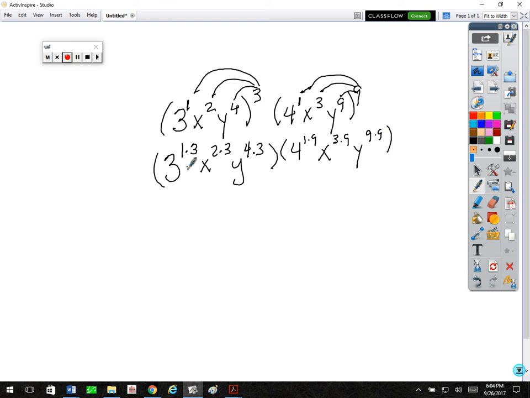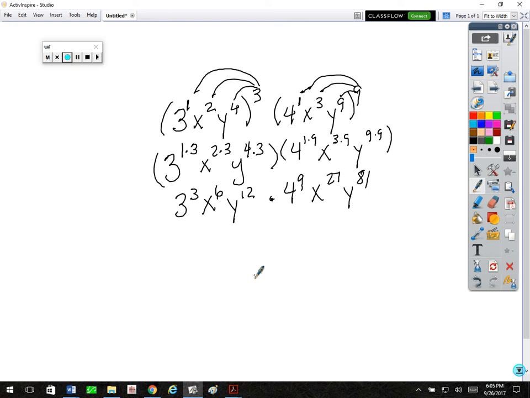Alright, so let's finish this side out over here. So 1 times 3 is 3 to the 3rd power. X 2 times 3 is 6. Y 4 times 3 is 12. Okay, then I'm going to multiply this. 4, 1 times 9 is 9. x, 3 times 9 is 27, and y, 9 times 9 is 81.